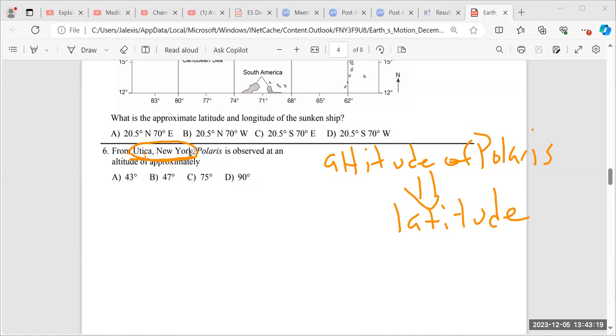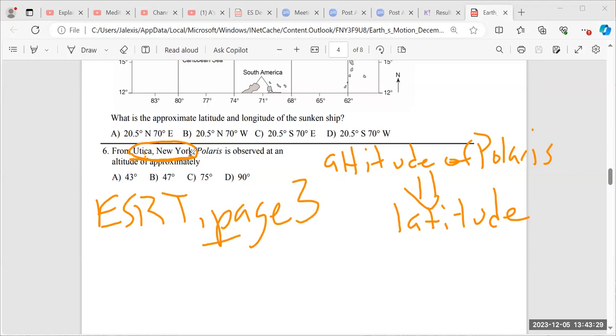Well, anytime we get any city that's from New York, we're looking at one page of the reference tables. What page, everybody? Page 3. Page 3. And we're looking for Utica. So once we find the latitude for Utica, we're going to find the answer for the altitude of Polaris. So you ready to take this journey? Let us go. Let's go, let's go, let's go.